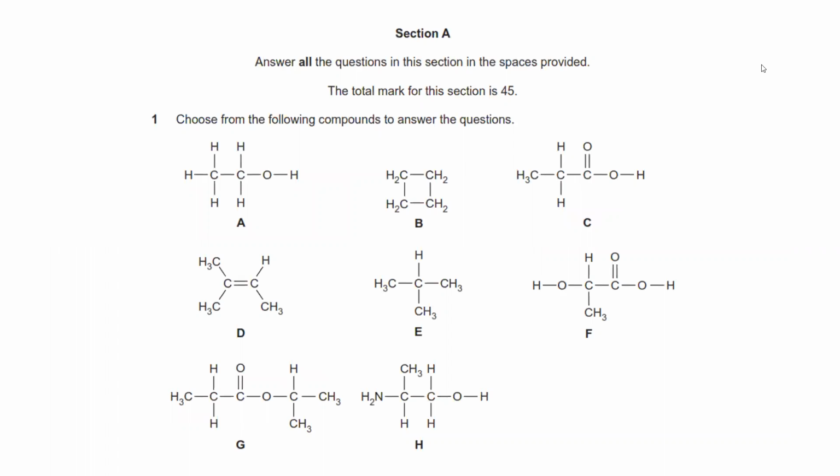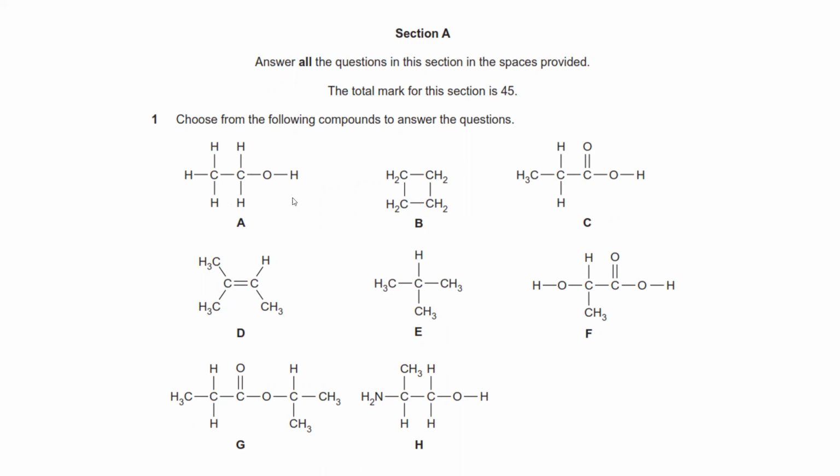Section A. It says, answer all the questions in this section in the spaces provided. The total marks for this section is 45. Question number 1. Choose from the following compounds to answer the questions. So here what we see is A, B, C, D, E, F, G, H. So 8 different compounds are given to us.